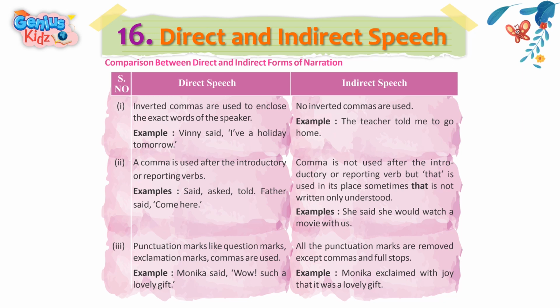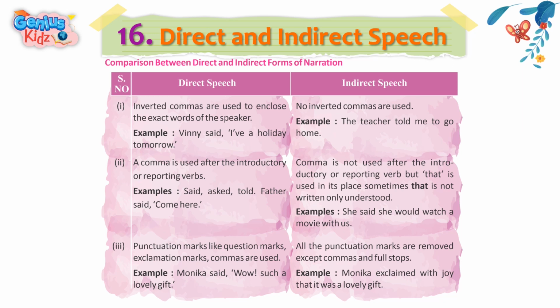2. In direct speech, a comma is used after the introductory or reporting verbs. Examples, said, asked, told. Father said, "Come here." In indirect speech, a comma is not used after the introductory or reporting verb, but that is used in its place sometimes. That is not written, only understood. Example, she said she would watch a movie with us.